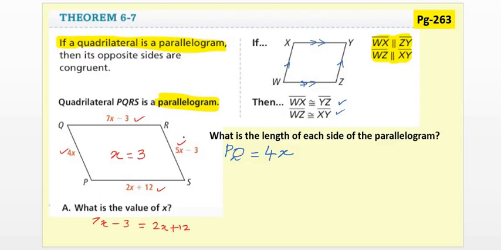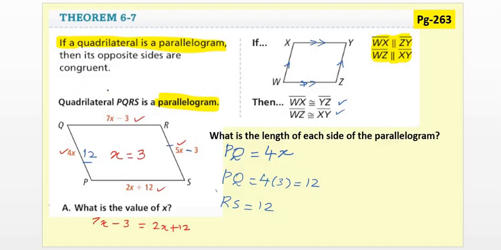So let's substitute the value of x in it. It says PQ equals 4x, so 4 times 3, so PQ will become 12. Because PQ is 12, we can say RS will also be 12, because the opposite sides will be equal to each other. And if you want to put the value of x over here, 5 times 3 will be 15, and minus 3 will give you the same answer, 12.